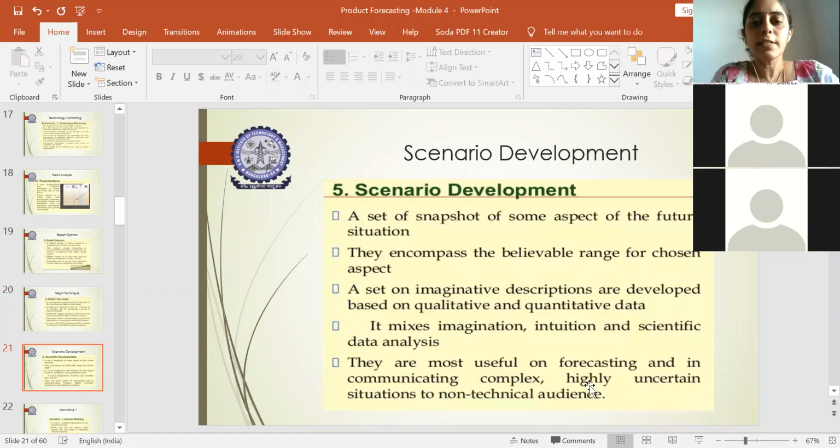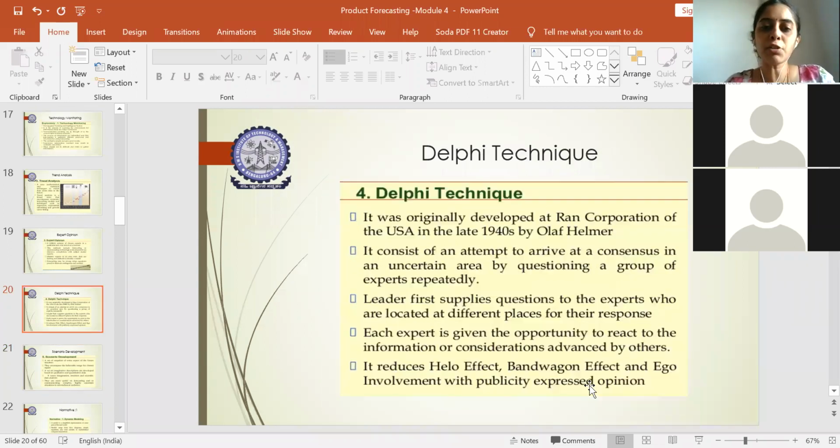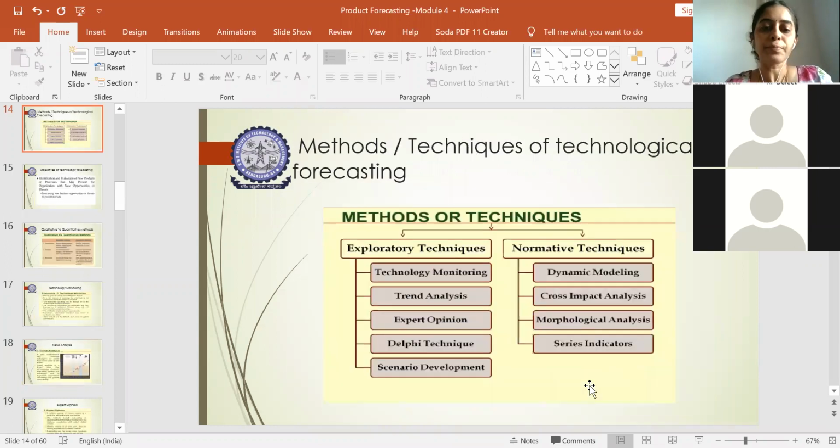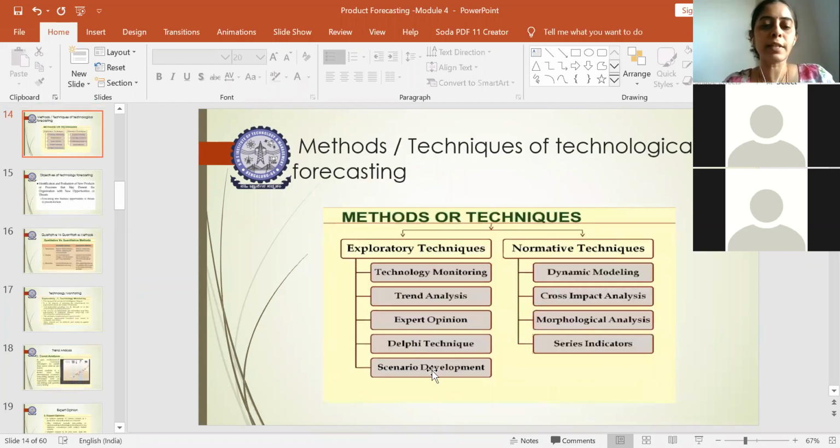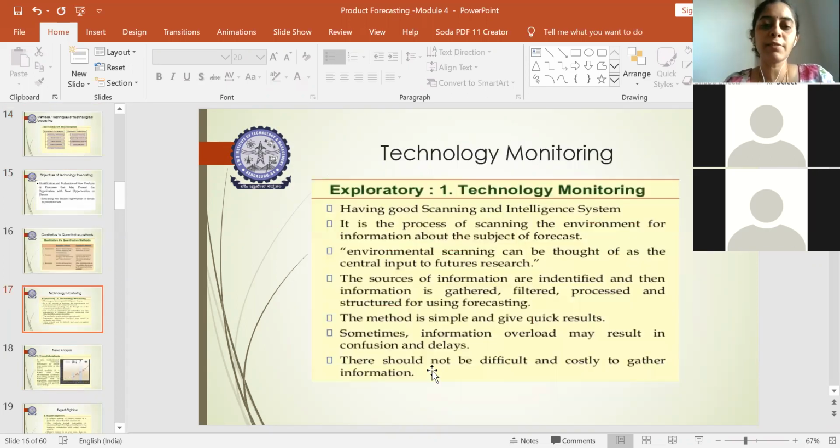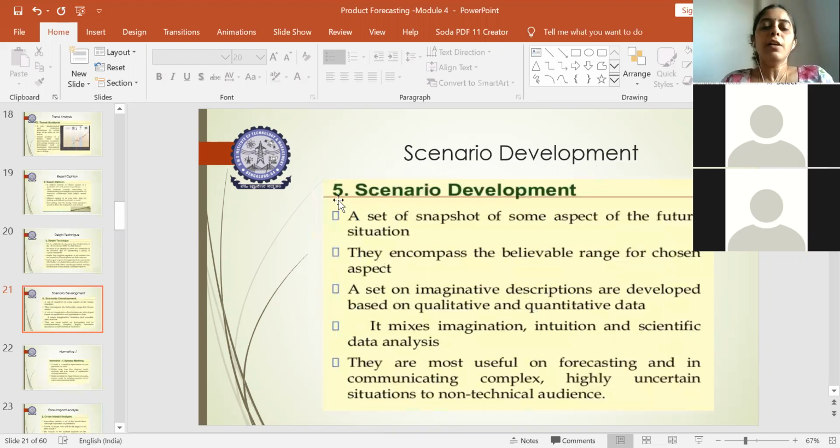And next is scenario development. This is also under the same exploratory technique. It is the last part. So what happens in scenario development? Here a set of snapshots of some aspect of the future situation is grabbed and collected. The people will predict what the future situation could be for this particular product, and they will grab the related data. Then they encompass the believable range for the chosen aspect. They will encompass what the range could be for that particular chosen aspect.